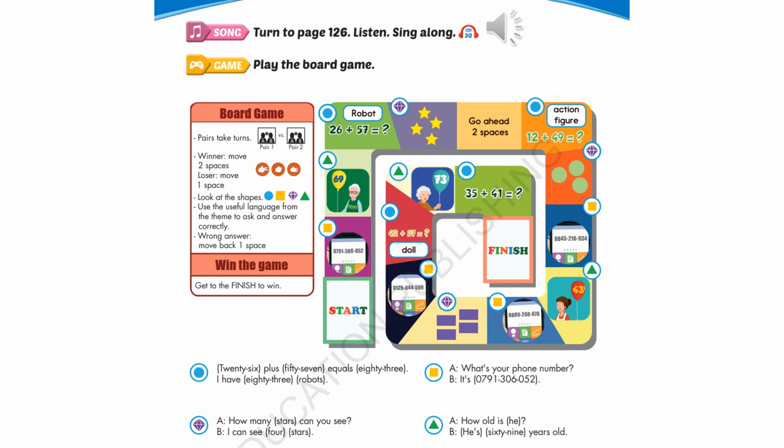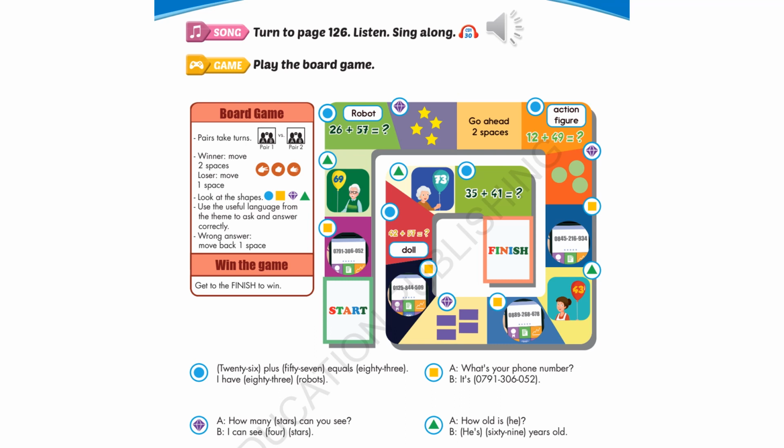Let's listen and sing along. Song. Listen. Sing along. Ready? Let's count. 1, 2, 3, 4, 5, 6, 7, 8, 9, 10.